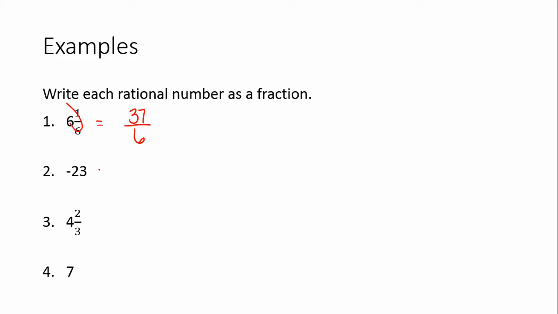Number 2, again, we're just going to put the integer over 1. If you'd like to pause the video here, try 3 and 4 on your own and then check with what I get. When you candy cane number 3, 4 times 3 is 12, plus 2, you get 14/3. And number 4, we have a whole number, we just write it over 1.